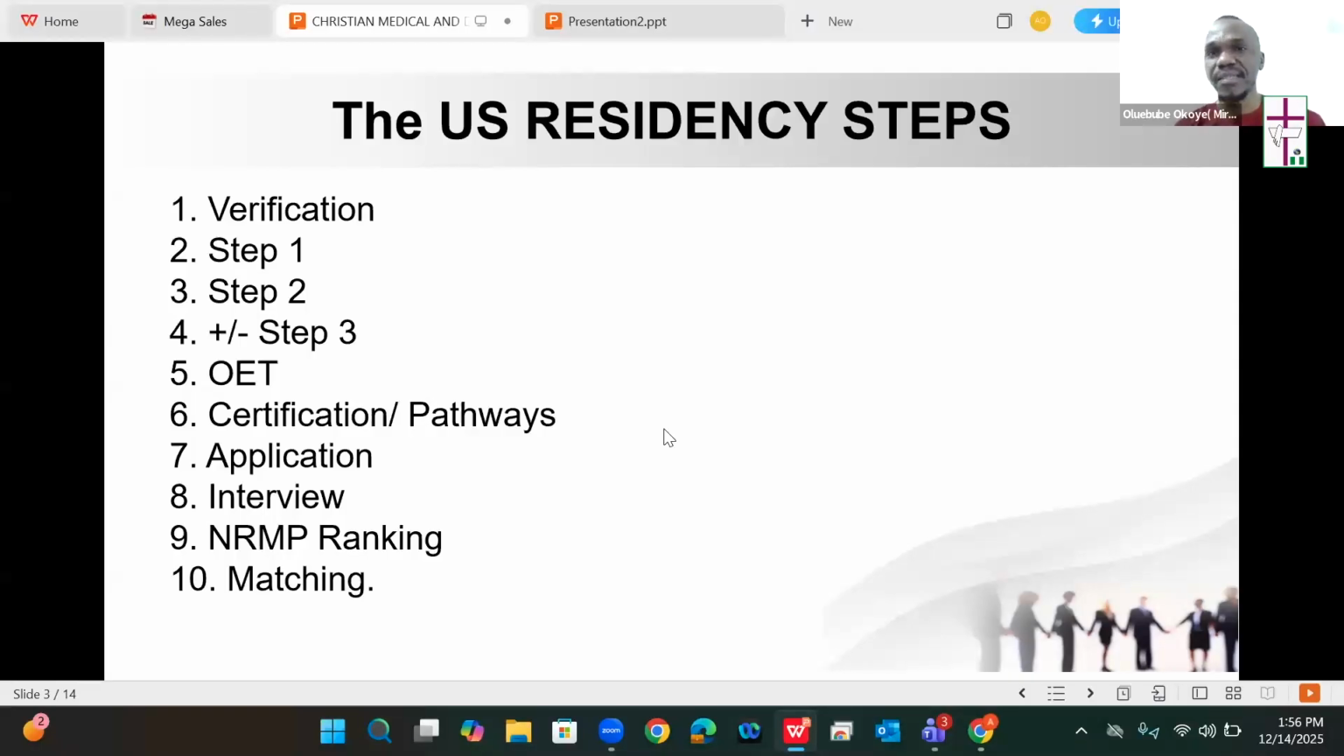And I know a lot of persons that started while they were in medical school. I know someone that wrote his step 1 and step 2 while in medical school. He passed, immediately finished from medical school. As he was doing his housemanship, he decided to apply for matching, and he also matched. So it's something that you can start even while in medical school.